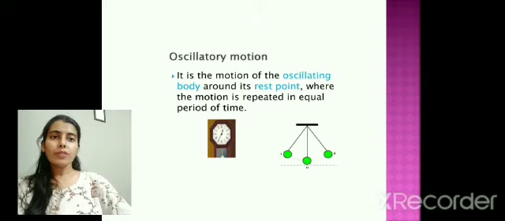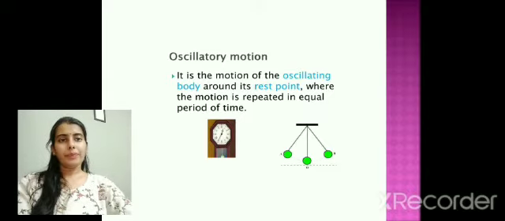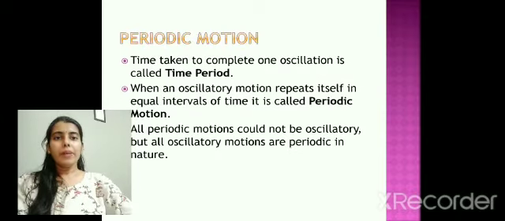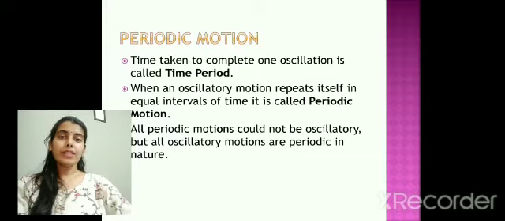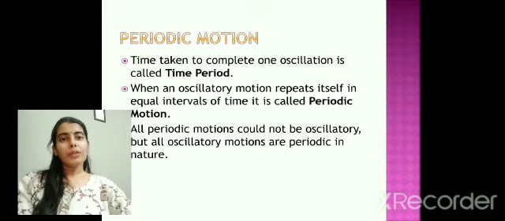It is the motion of the oscillating body around its rest point, that is the mean position, where the motion is repeated in equal periods of time. So that is called oscillatory motion. Oscillatory motion can be periodic also if it is repeating at fixed intervals of time. Now the time taken to complete one oscillation is called the time period.